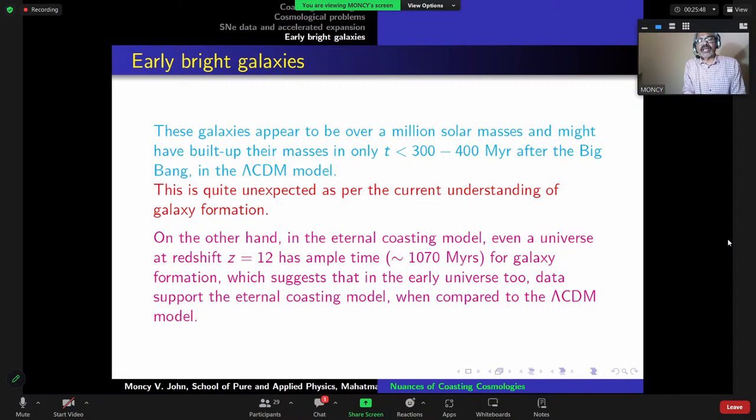If the same H0 value is used, on the other hand, in the eternal coasting model, even a universe at redshift z equal to 12 has ample time, that is 1070 mega years, for galaxy formation. And this suggests that in the early universe too, data support the eternal coasting model when compared to the lambda CDM model. I stop here.